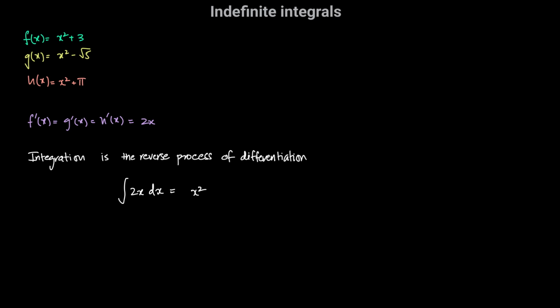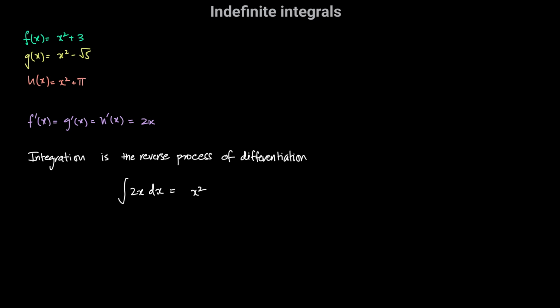It's the reverse process. So for differentiation, we multiplied the power and then decreased the power by 1. When we integrate 2x, we increase the power by 1, so the power goes from 1 to 2, and we divide by the new power. So we have 2x squared divided by 2, and that gives us x squared back. So we've reversed the process of differentiation.